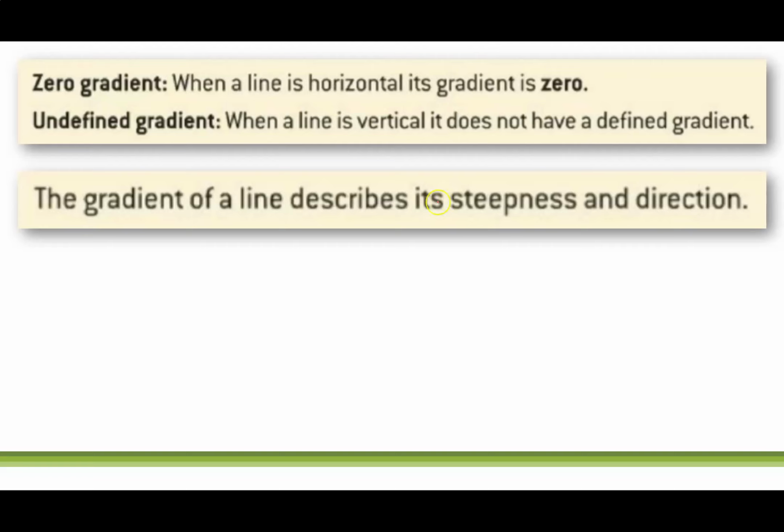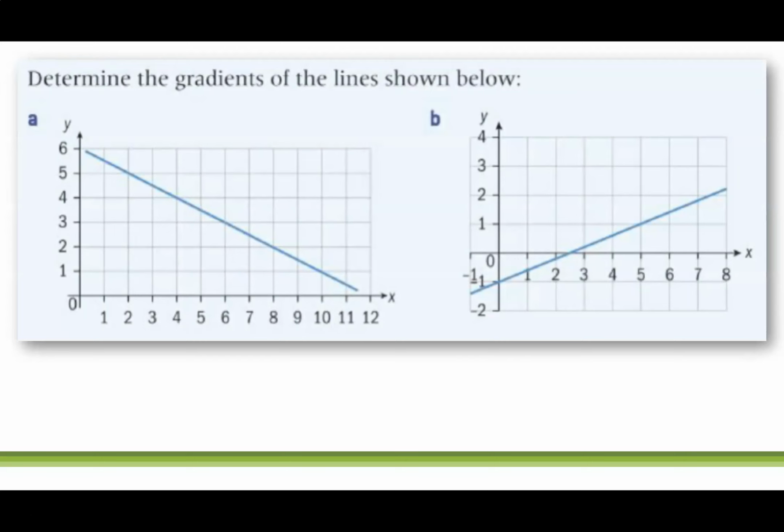And of course, we're just talking about steepness and direction. Direction, of course, meaning pointing up or pointing down. Let's determine the gradients of these lines here. Well, you'll notice that they've given us the lines, but they've not indicated explicitly or directly any points on the line. We're going to have to go find those for ourselves, because working with our gradient formula depends upon us knowing the points on the line.